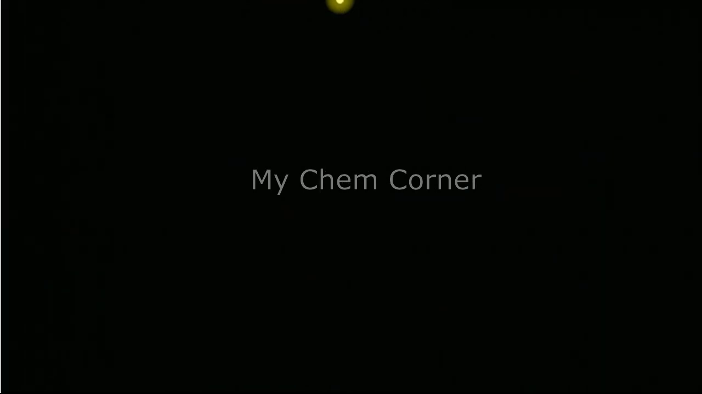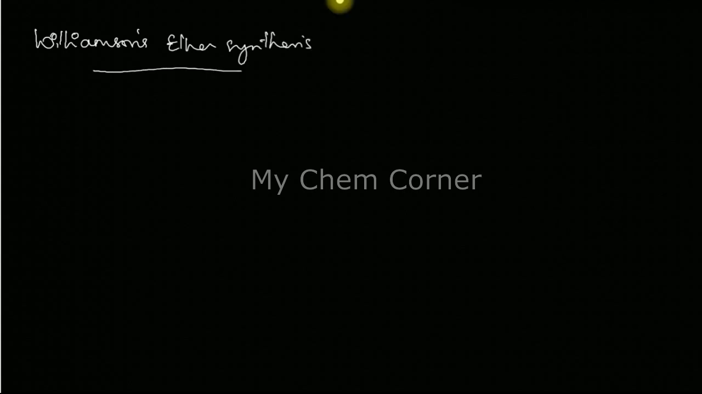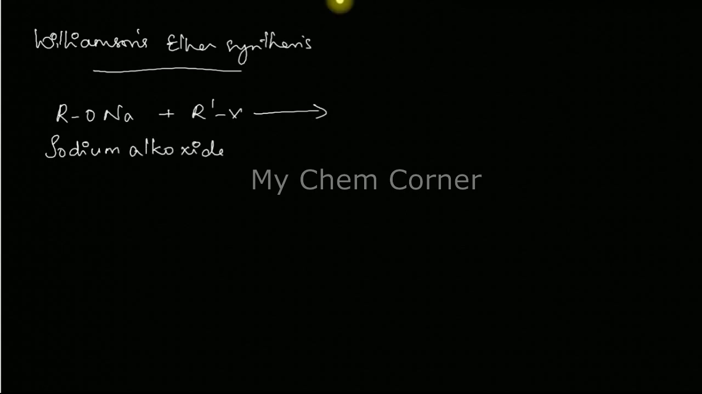And now the last reaction will be Williamson's ether synthesis. This is coming from ether. So, Williamson's ether synthesis. Now in this I'll just put a general reaction. RONa plus R-X. Now what is RONa? It is nothing but sodium alkoxide reacting with an alkyl halide to form ether. So this Na will react with X to form NaX, plus ether will be formed. So as the name says, it is the preparation of ether.